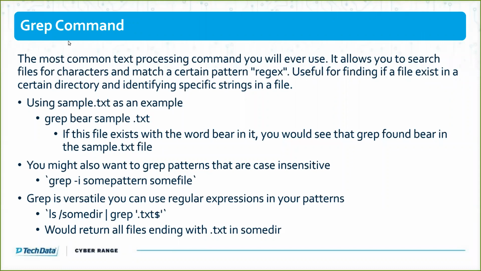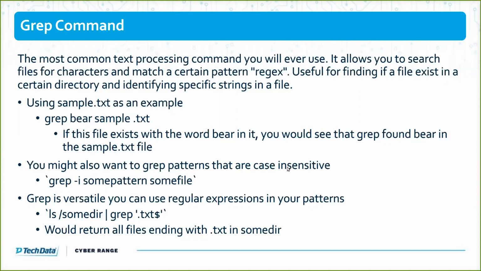The grep command. grep is an incredibly powerful tool that you can use to search for patterns or strings inside of a file. Very handy when you're searching for stuff. If you're a bad guy, you can use grep to hunt for passwords and configuration files. In this case, we're using sample.txt as our file. The command syntax would be grep, then the string that you're searching for, in this case bear, and then the name of the file. If this file exists with the word bear in it, any instance of the word bear will be printed to your screen.